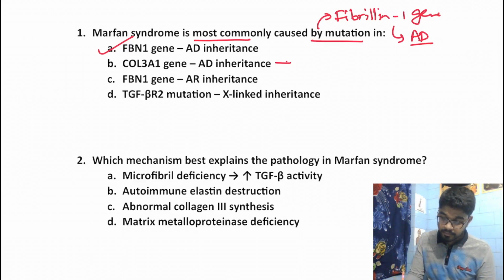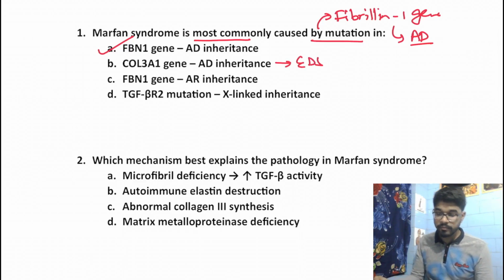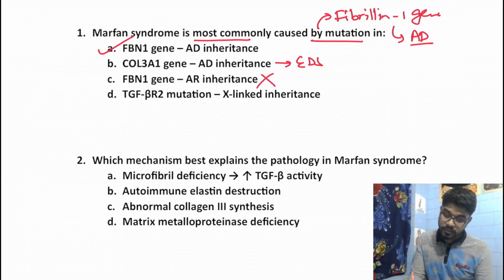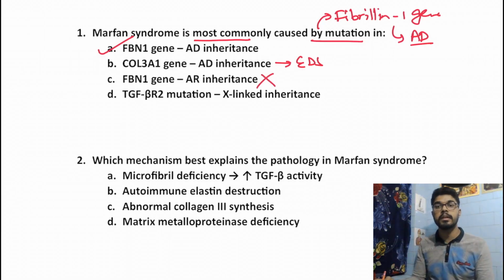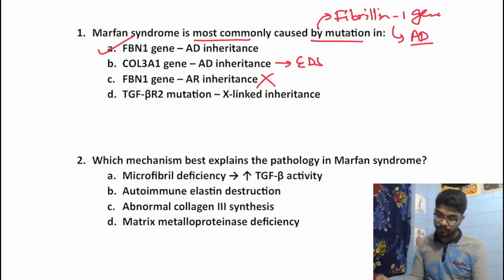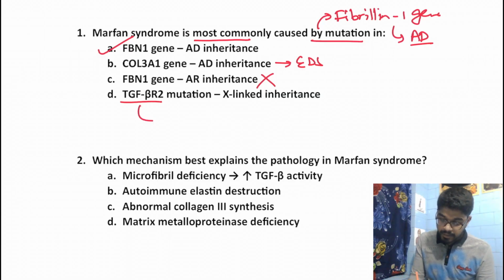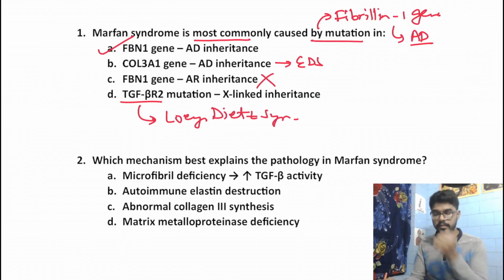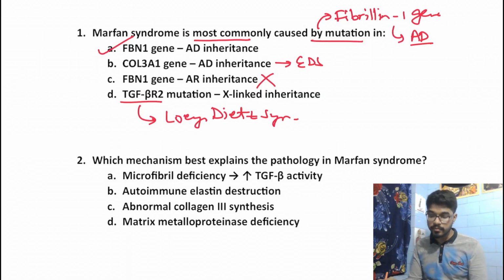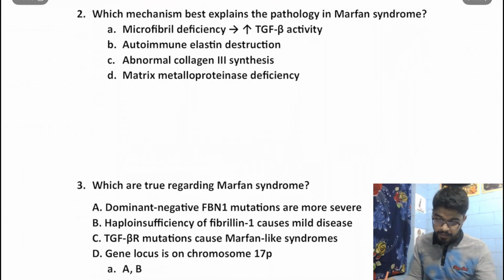COL3A gene, this is seen in Ehlers-Danlos syndrome. Fibrillin 1 gene autosomal recessive, this is false because Marfan syndrome is inherited in autosomal dominant fashion. Okay? And TGF beta mutation is seen in Loeys-Dietz syndrome. In Loeys-Dietz syndrome, we might get certain Marfanoid features, but this is not Marfan syndrome. Okay? Moving on to the next question.